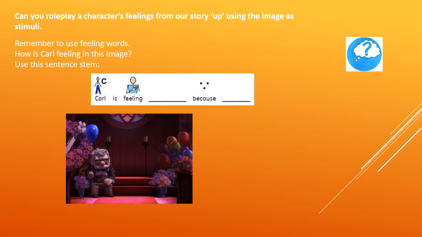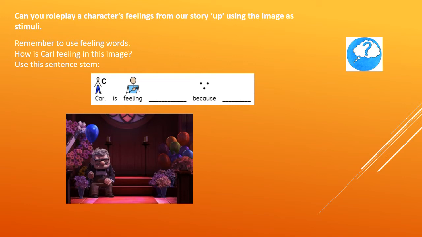Let's have a look at this first picture. We can see Carl sitting in a church. We've seen this picture before, so we should be able to use it to think about how he's feeling. Our sentence stem is: Carl is feeling... because... So we need to make sure we're using our because and justifying why we think he's feeling that way.